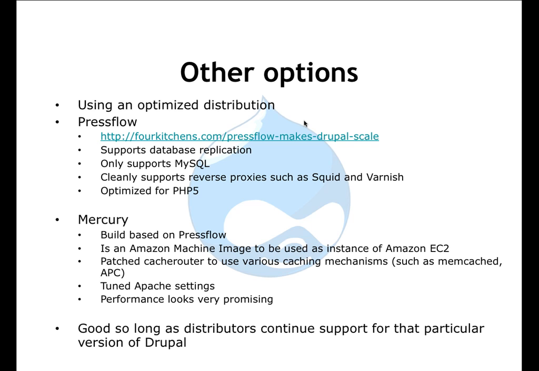And more recently, let me remember the name of the company. Chapter Three released a build based on Pressflow called Mercury. It's basically an Amazon machine image to be used on an instance of Amazon in the cloud. In addition to all of the things that Pressflow does, they've patched CacheRouter to be able to use the other caching mechanisms. They've tuned their Apache settings. And from what I've seen on their site, the results look very promising. So this could be an option that you could use for your cloud services. The only downside is, if they don't support it in the future, then you're kind of hosed. But I don't see that happening anytime soon.